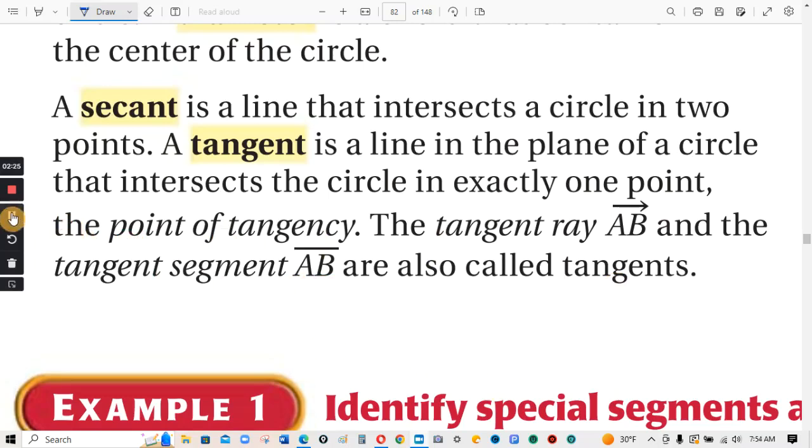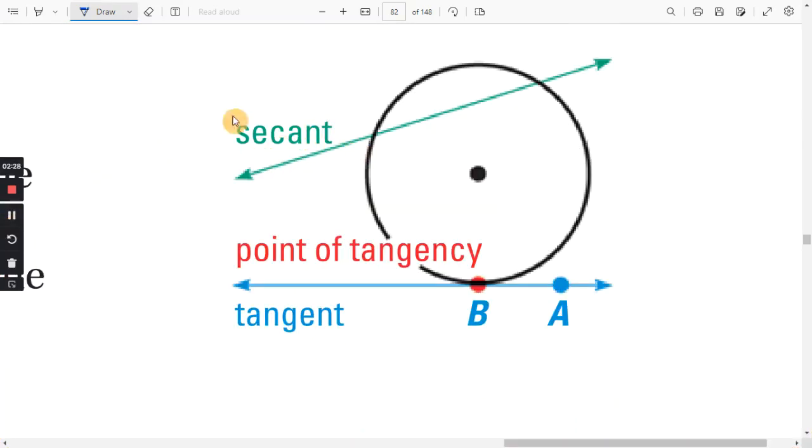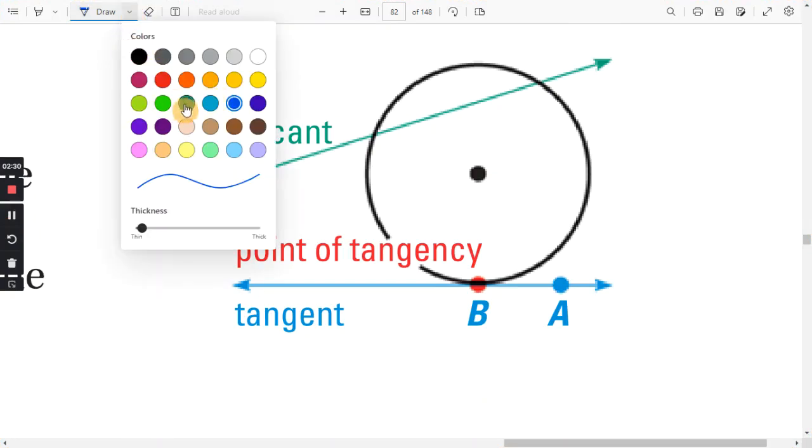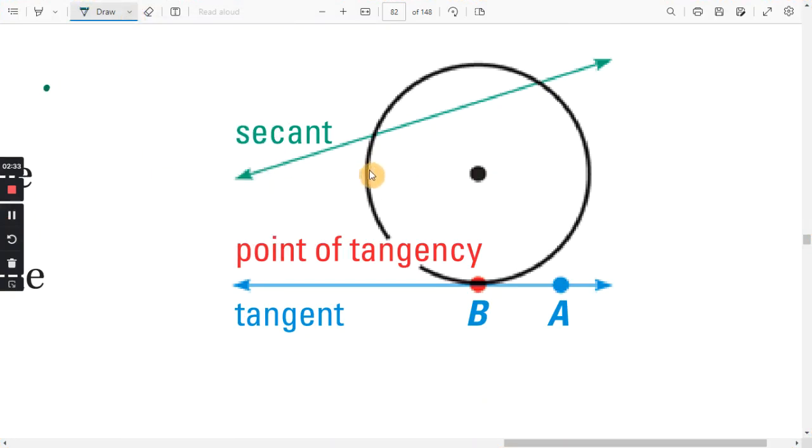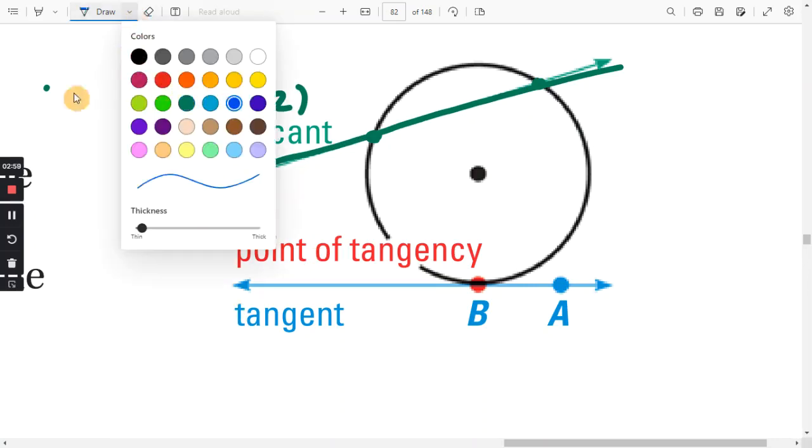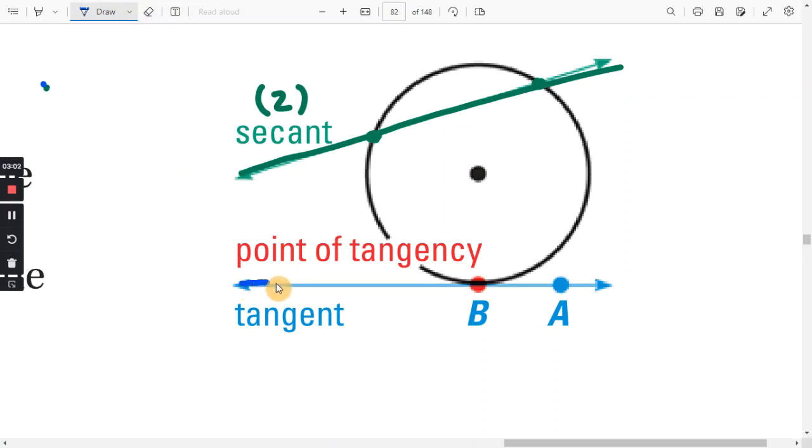Let's take a look. The secant here is slightly different than a chord, because a chord is only a line segment. A chord will stop on the circle. But the secant is not just a segment. A secant is a line, and it intersects the circle at 2 points. So the secant hits the circle at 2 points, but it has to be a line. And a tangent line hits the circle at only 1 point.